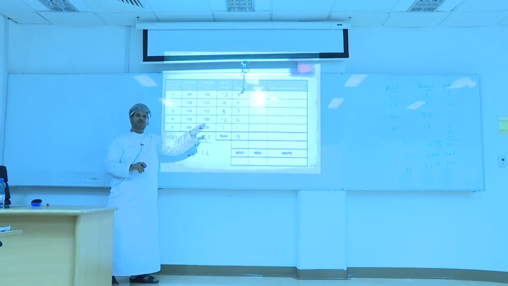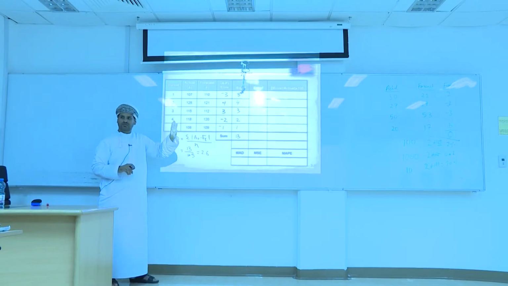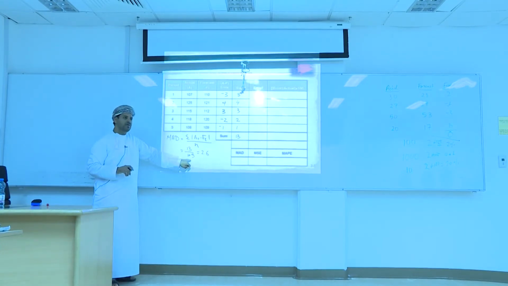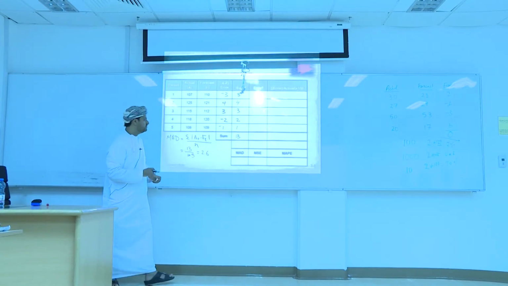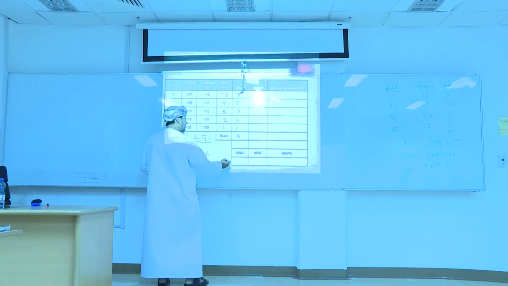You will have how many differences? You will have 4 differences. How much will you divide by, 5 or 4? You will divide by 4, because although you have 5 points, you only have 4 valid points for which you can find an error. Therefore, you divide by the number of deviations in the numerator. So MAD here is equal to 2.6.